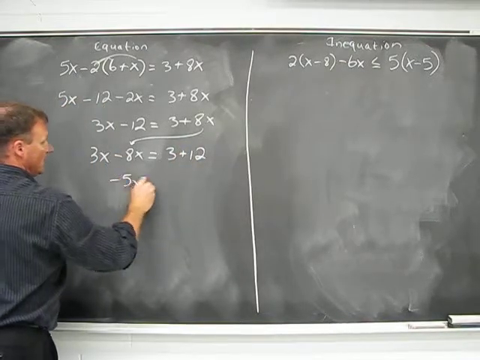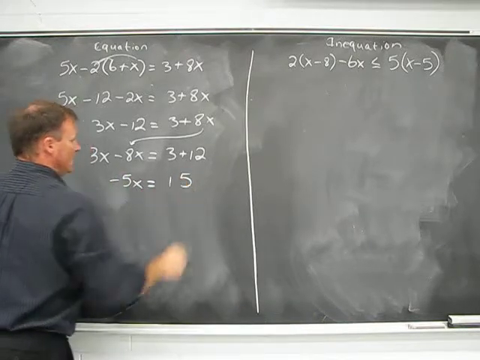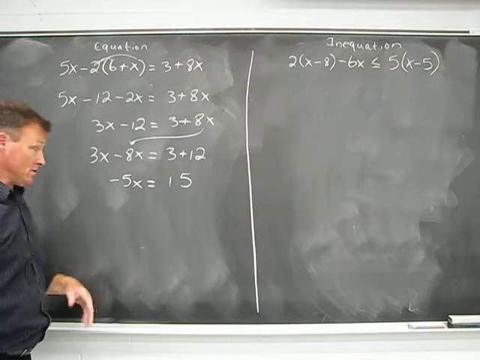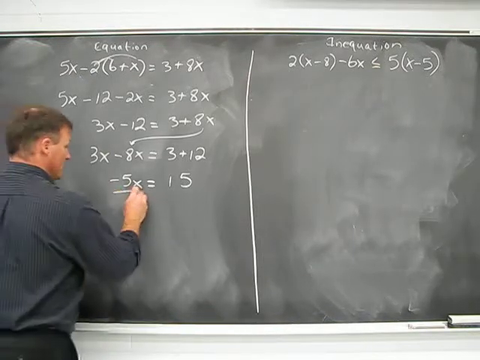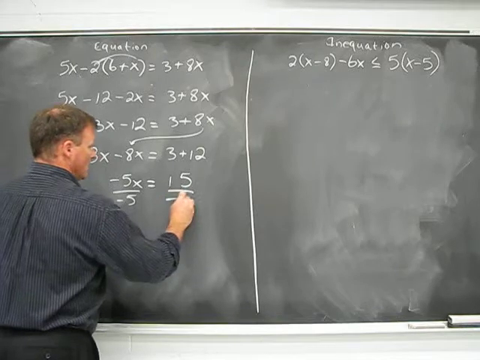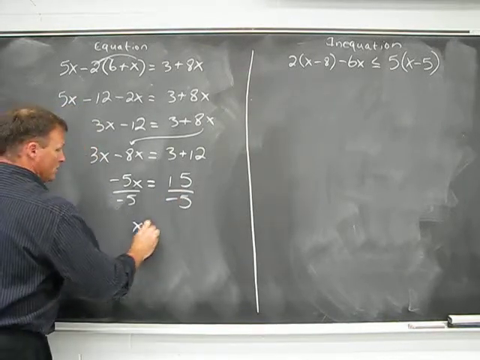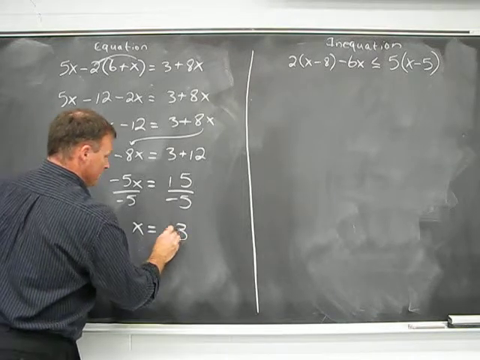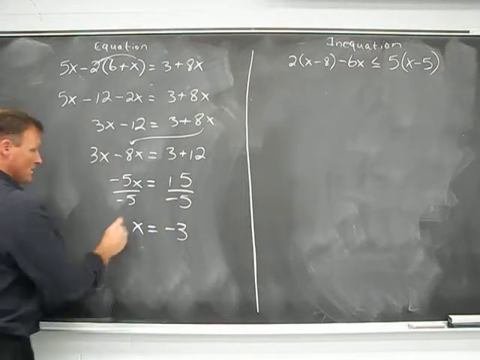Simplify the left, simplify the right. Remember, I want to know what 1x is, so I'm going to divide through by the coefficient, in this case, negative 5. Reduce, works out evenly. X is equal to negative 3. One solution to the problem.